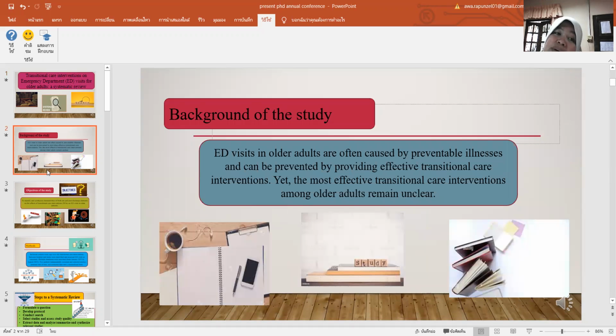Why is this study interesting? ED visits in older adults are often caused by preventable illnesses and can be prevented by providing effective transitional care intervention. Yet, the most effective transitional care interventions among older adults remain unclear.